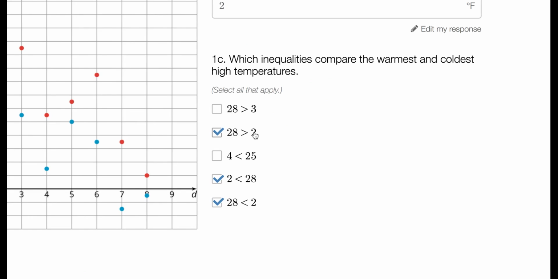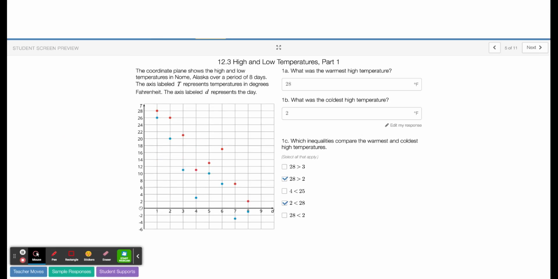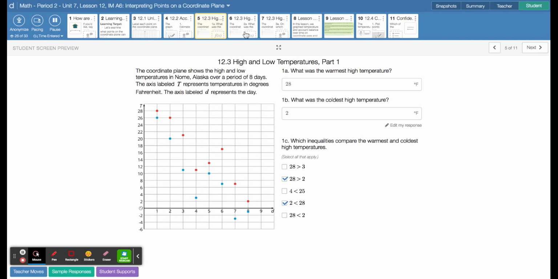28 is greater than 2. That is correct, so I'm going to leave that checked. 2 is less than 28. That's also correct, so I'm also going to leave that one checked. 28 is less than 2 is not a true statement, so I'm going to uncheck that. And so really I have 2 different statements that tell me the same thing, basically that 28 is a greater number than 2 is.